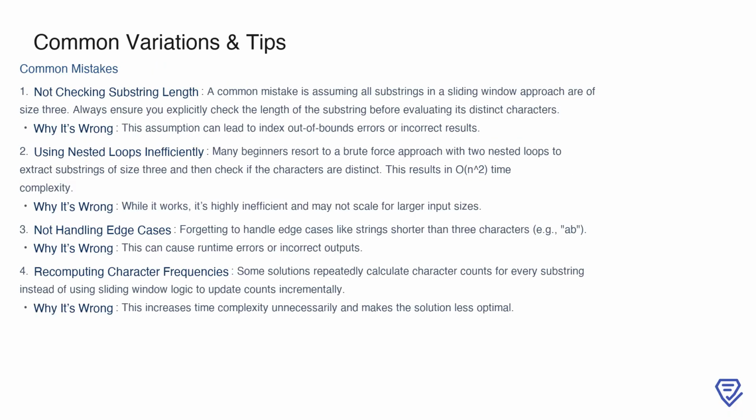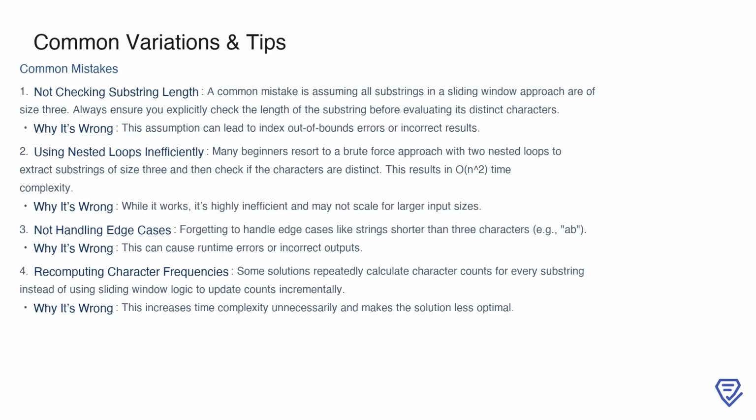One of the most common mistakes when solving this problem is neglecting to check the length of the substring in a sliding window approach. Although the goal is to identify substrings of size 3, it's important to explicitly validate the substring's length rather than assuming all substrings meet this condition. Failing to do so can result in index out-of-bounds errors or inaccurate results.